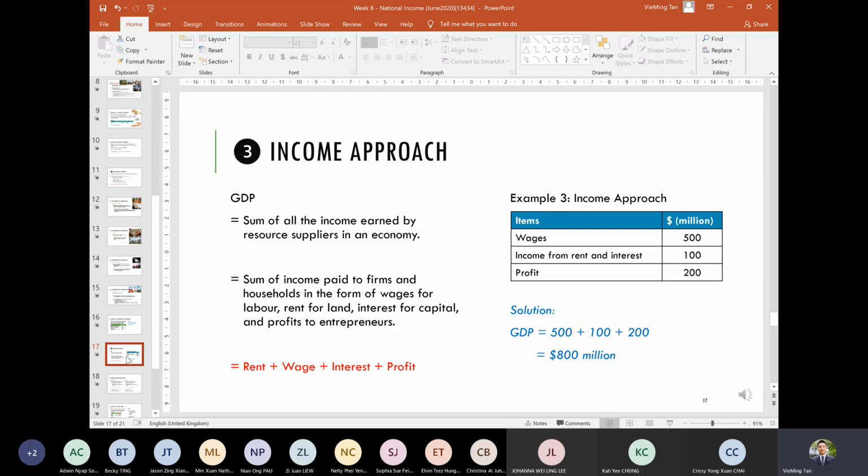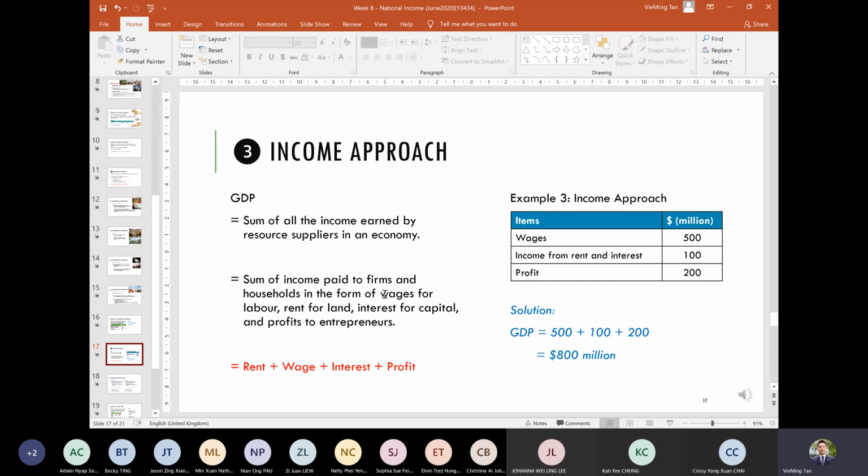For the income approach, we sum up the total income received by the 4 factors of production within a year. The income approach uses the sum of income earned by the 4 factors of production, and that will be the GDP. Can you still recall what returns can be received by the 4 factors of production?